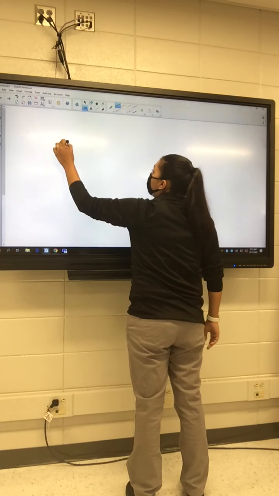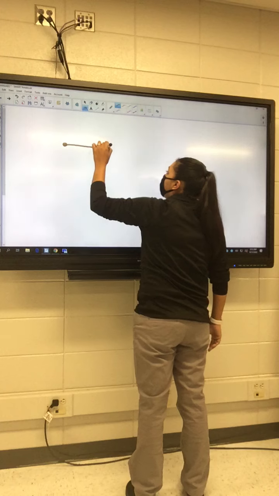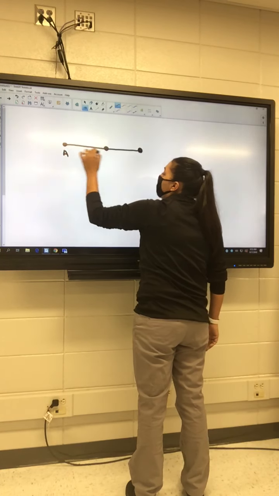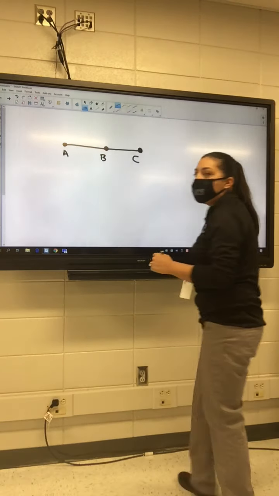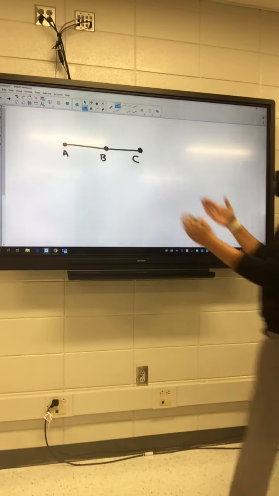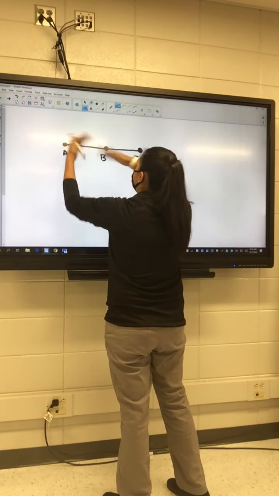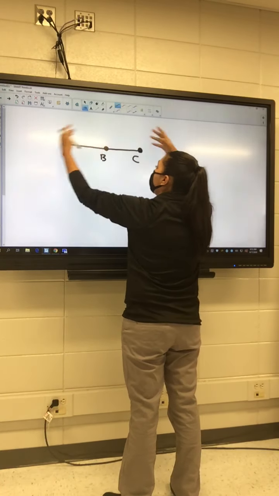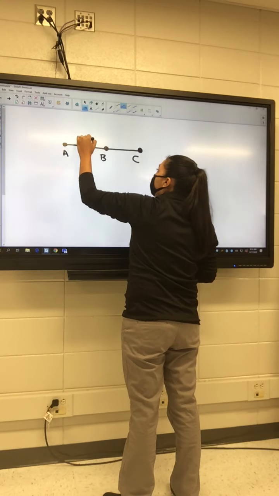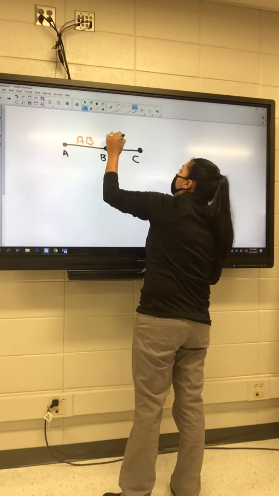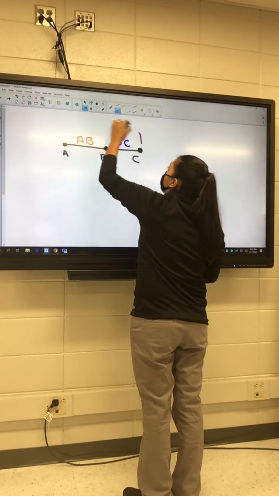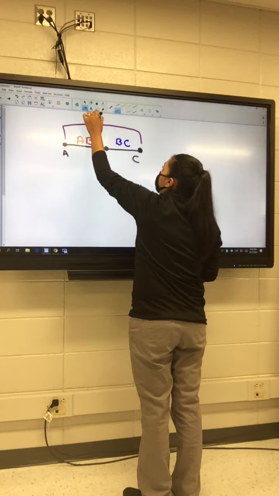So if we have a segment, A, B, C. Okay, so we have A, B, and C for our segment. Our segment addition postulate says that if we take this chunk, AB, and the chunk BC, it will equal the entire segment. So if we take this AB segment and this BC segment, it will equal this entire segment, AC.